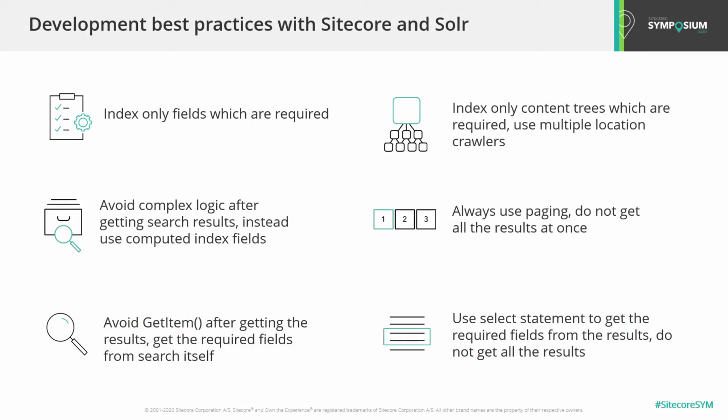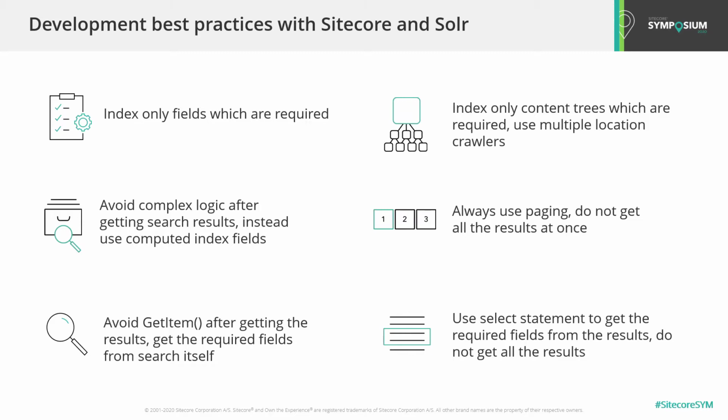Okay, let's talk about the development best practices with Sitecore and Solr. Index only fields which are required so that we can limit the index size. A small index equals good performance. Index only the content tree which is required. Use multiple location crawling. We don't want each and every content item in the content tree to be indexed. With multiple crawlers, we can again limit the index size and scope. Try to use computed index fields and avoid logic after getting the result.